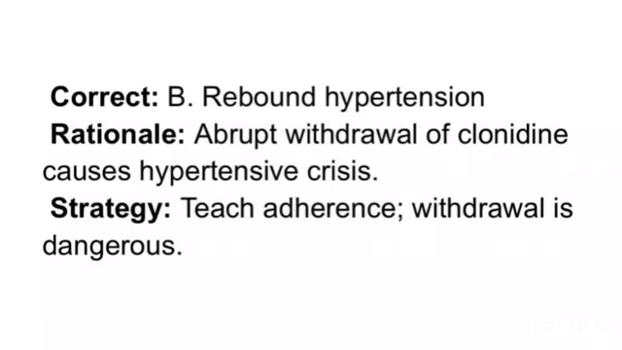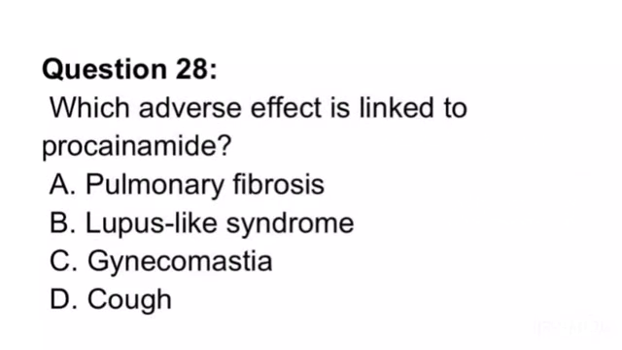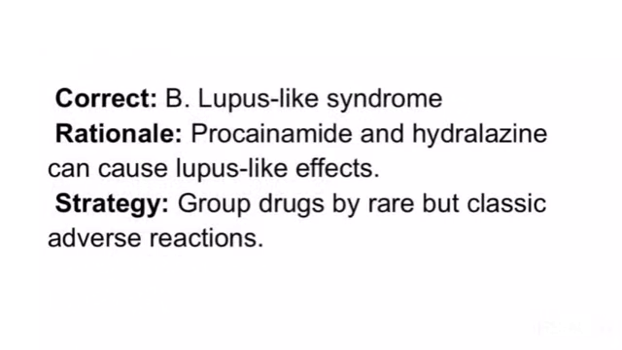Question 28. Which adverse effect is linked to procainamide? A. Pulmonary fibrosis. B. Lupus-like syndrome. C. Gynecomastia. D. Cough. Correct: B, lupus-like syndrome. Rationale: procainamide and hydralazine can cause lupus-like effects. Strategy: group drugs by rare but classic adverse reactions.